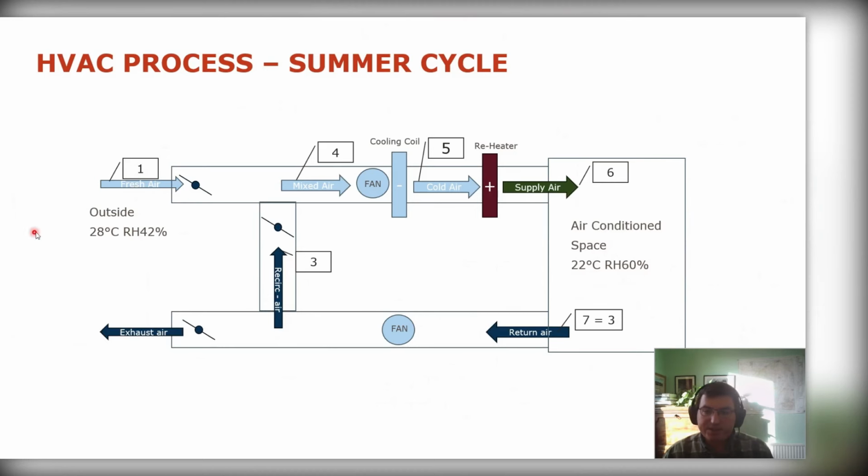Fresh air is coming in. Now, in this case, the fresh air outside is 28 degrees, so it's hotter outside than it is inside. We need to be cooling down our supply air. Relative humidity of 42. Again, we'll be recirculating half of our air. We'll be mixing it together, cooling it down. Then we'll be reheating it. I'll explain why. And then we'll be supplying that into the room.